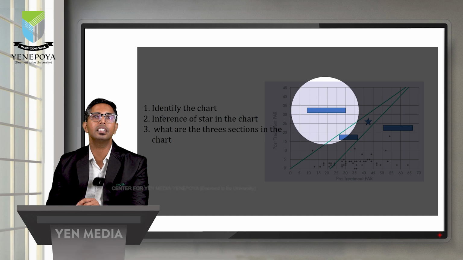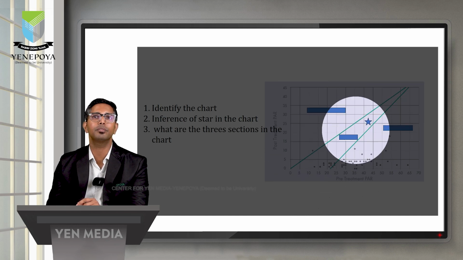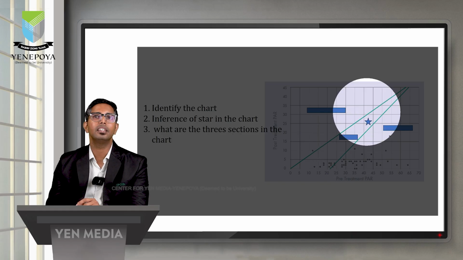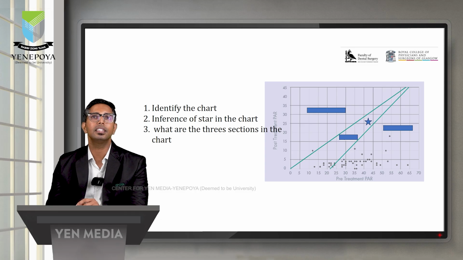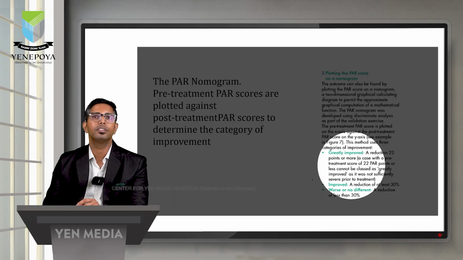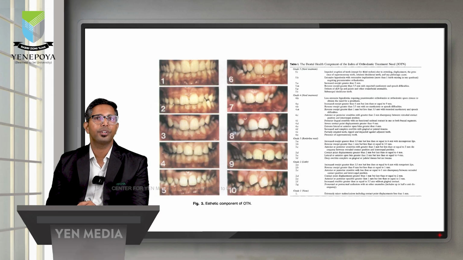You can see here this section how they have classified it. If you can see here, it starts from 0 and it is going up. That indicates that it is not good improvement. The middle is improved. This is the section which is greatly improved. Okay, what are the three sections? As you can see here, greatly improved, improved and worse, no difference. Fine.